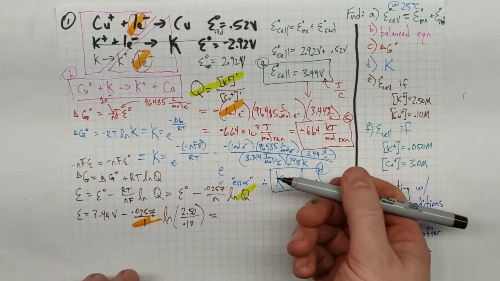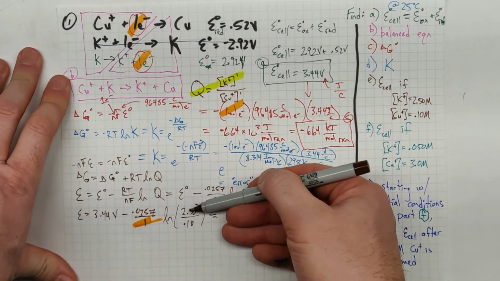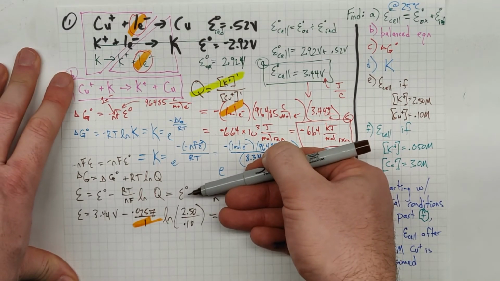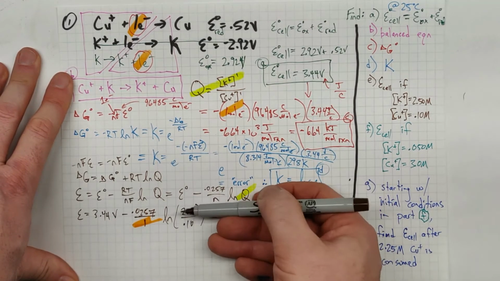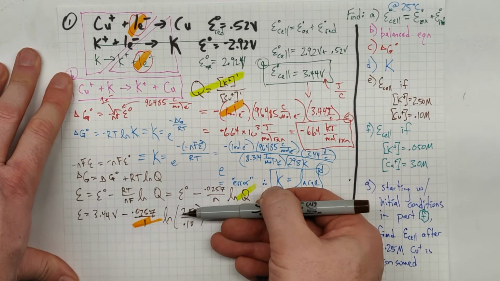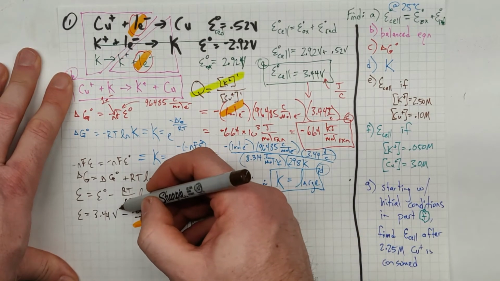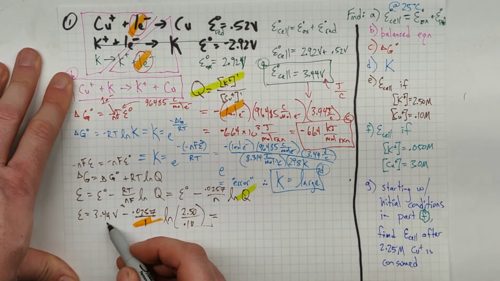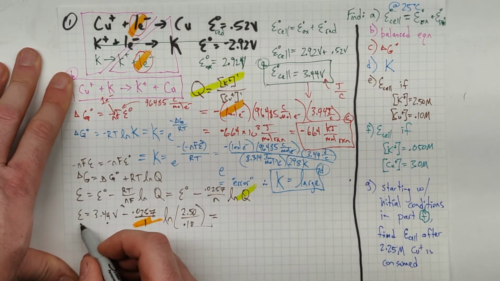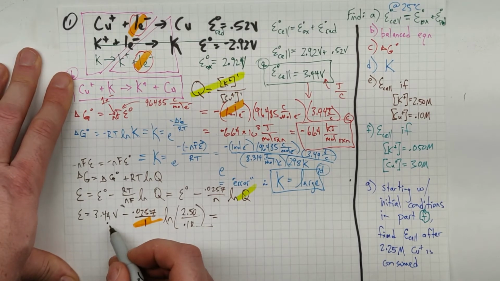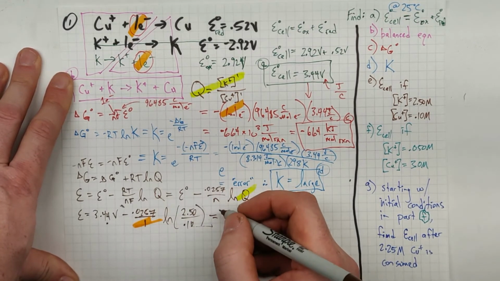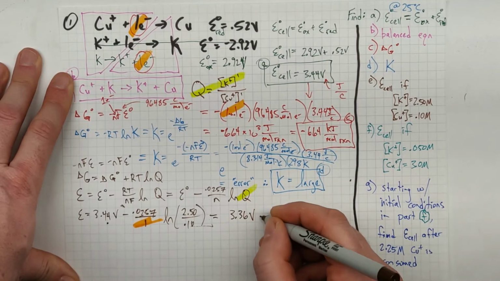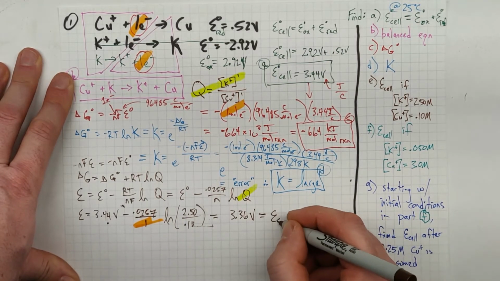And so one thing to consider here is when you have a log, this number inside is going to be greater than 1. So in this particular case, the log of a number greater than 1 will be positive. So this whole term is going to remain negative, and this number is going to go down. So I'm predicting that my non-standard cell potential is going to be lower than my cell potential right here. And we happen to see this calculation as 3.36 volts for our E non-standard.